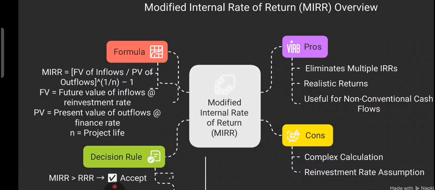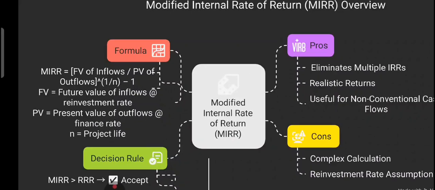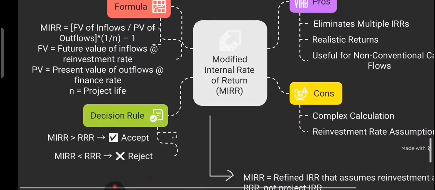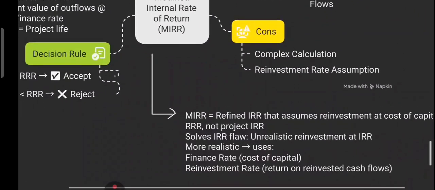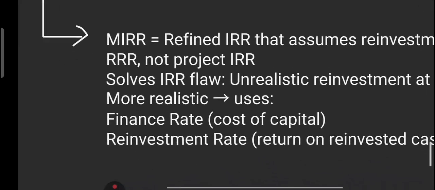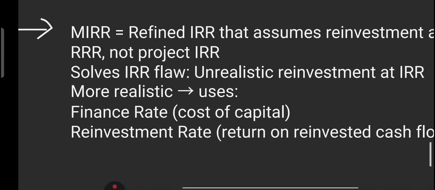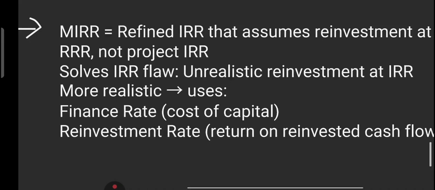So MIRR fixes it. How does it fix it? It uses 2 practical rates. The first rate it uses is the finance rate, which means the cost of capital, and the second rate it uses is the reinvestment rate, which means the return on the reinvested cash.